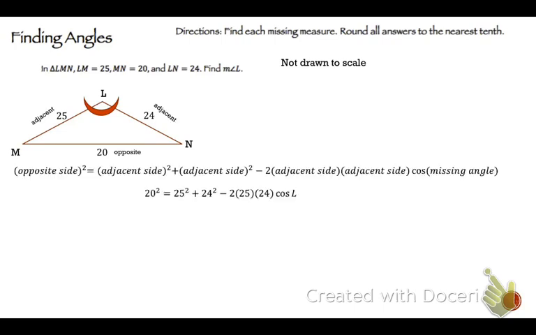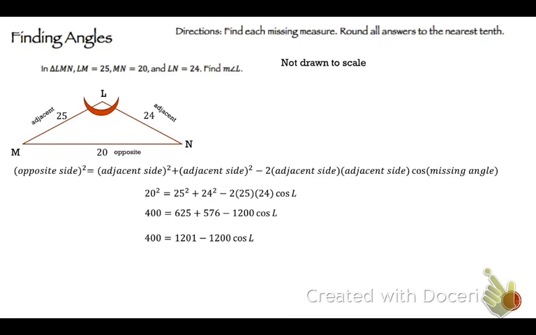So this is going to be 20 squared equals 25 squared plus 24 squared minus 2 times 25 times 24 times the cosine of L. Square that all out, and you get 400 equals 625 plus 576 minus 1,200 cosine of L. So that's 400 equals 1,201 minus 1,200.